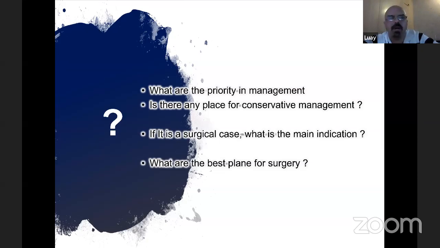What are the priorities in the management? This is my first question, because the patient in a state of septic shock is a severely ill patient, and is there a place for conservative treatment or management? And if it is a surgical case, what is the main indication for surgery in such a case? And what is the best plan for surgery?